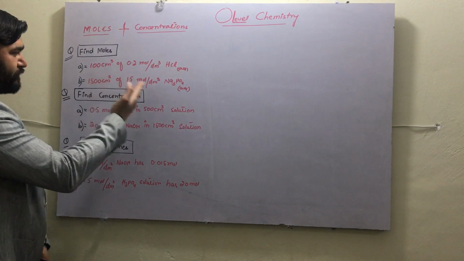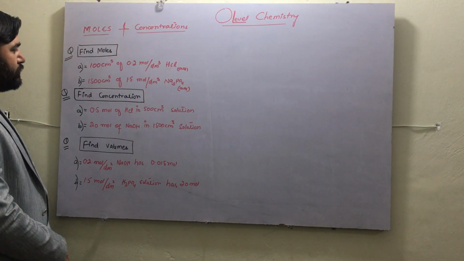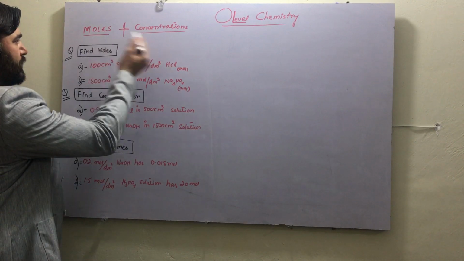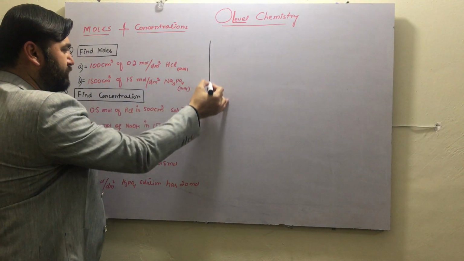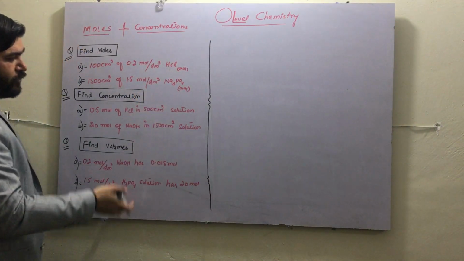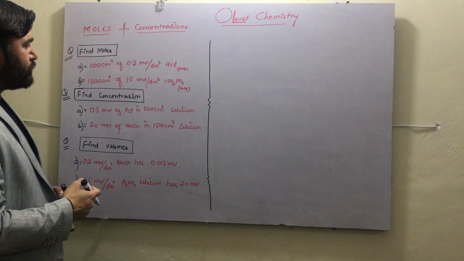So these are the type of questions that are given in your CIE exams. You need to focus on these questions so you will get the idea how to find mole and concentration and what is the relationship between mole and concentration. So these are our questions and we will use some formulas to solve them.